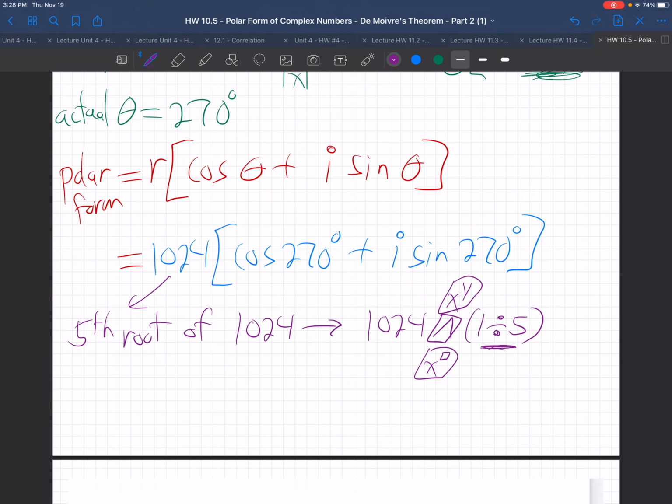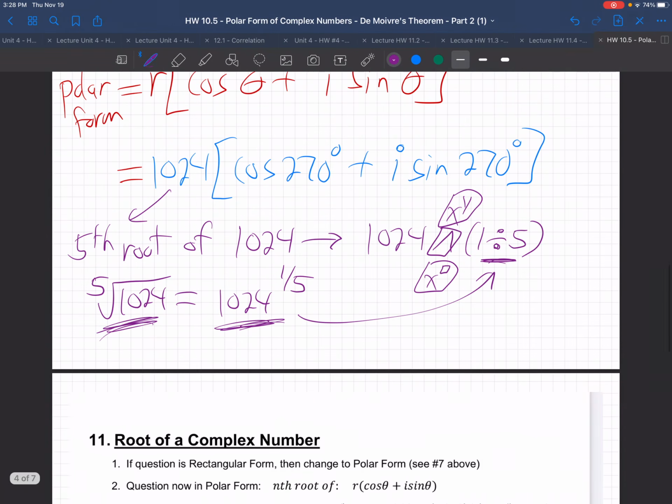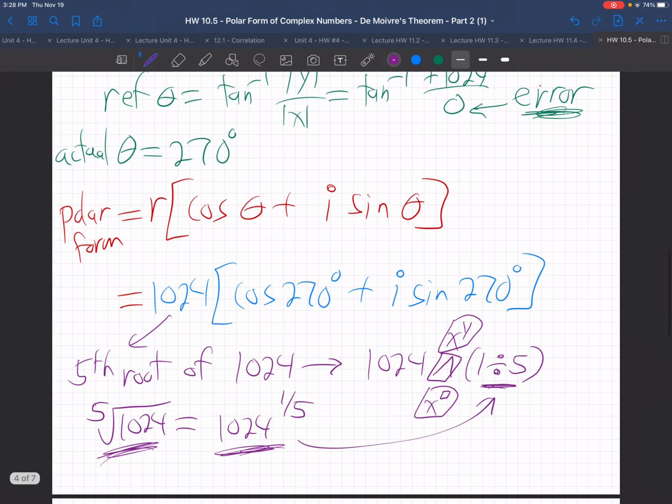Why do we do the 1/5 power? Well, that's what a fifth root means. I don't know if you remember that from earlier algebra classes. But those are the same thing. A fifth root is a 1/5 power. There are two ways of saying the same thing. So that's why we just do the 1/5 power. It's how you do a root.